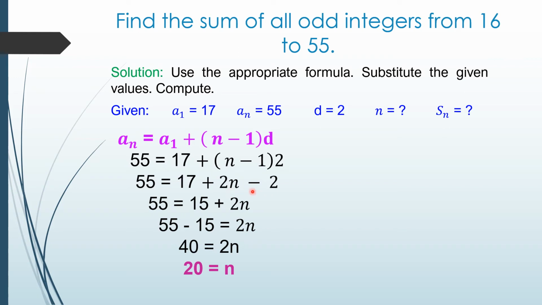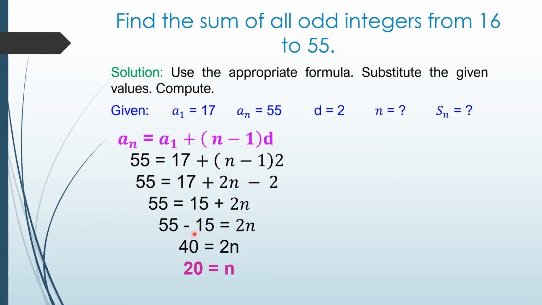Paano naging 2n minus 2? Kasi we have to multiply 2 to n, kaya magiging 2n. 2 times negative 1, that is negative 2. I-simplify na natin ito. So we will have 55 is equal to 15 plus 2n. Bakit naging 15? Kasi we have 17 minus 2, that is 15. Now, i-simplify ulit natin. Ito ay magiging 55 minus 15 is equal to 2n.